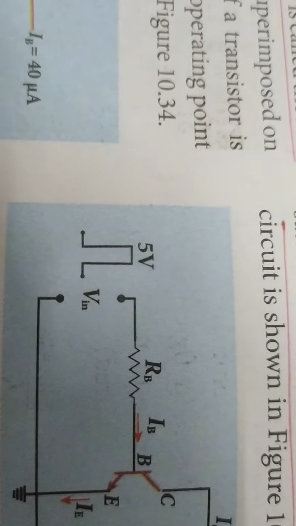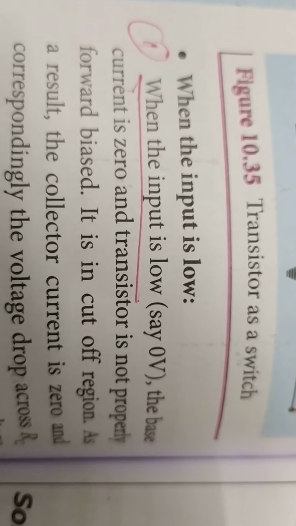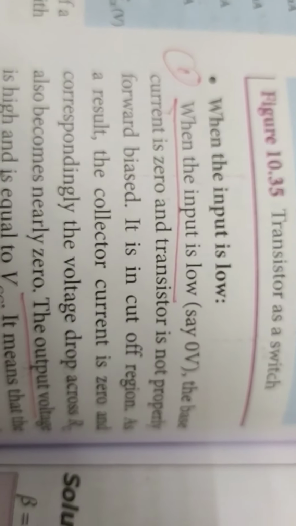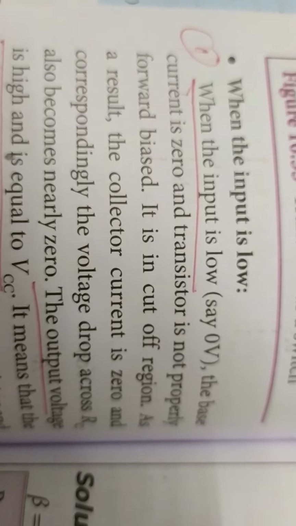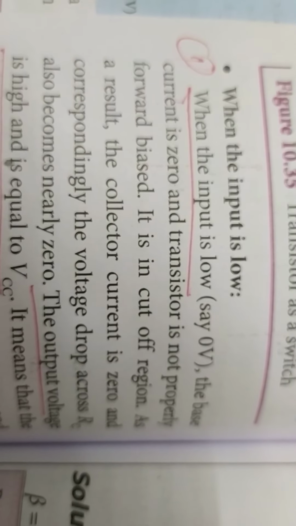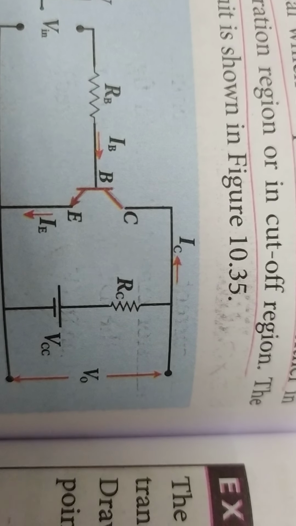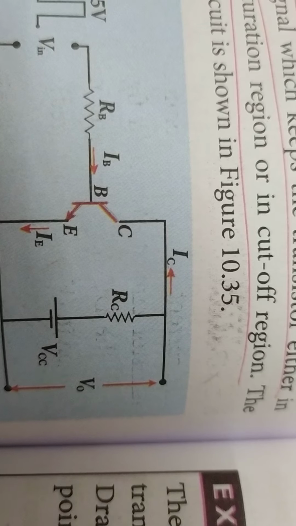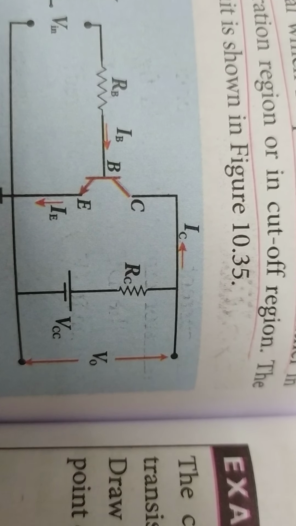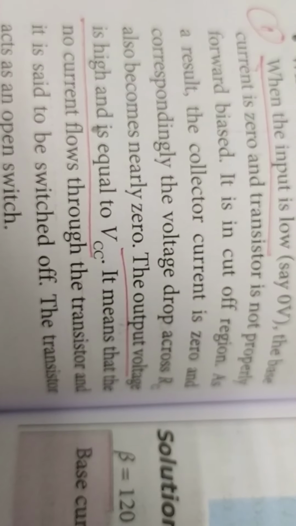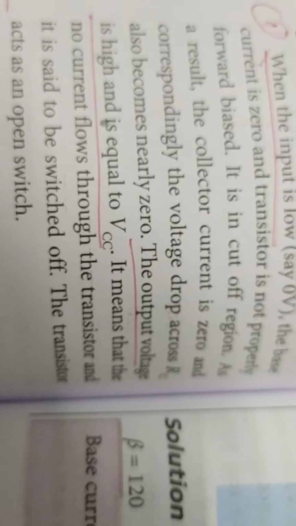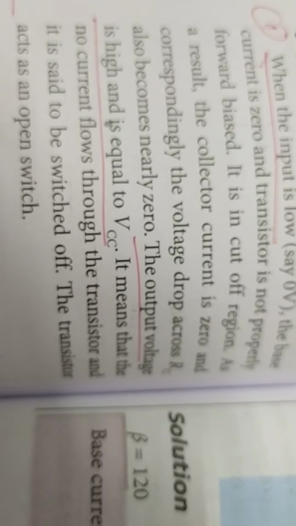When the input is low, suppose you give 0 volt on this input side, Vin, the base current will become 0, and the transistor is not forward biased, so it is in the cutoff region. So the collector current is 0, and across RC, since the collector current is 0, there is no voltage drop across RC, and the voltage will appear only at VO. It means that no current flows through the transistor and it is said to be switched off. The transistor is said to be an open switch.